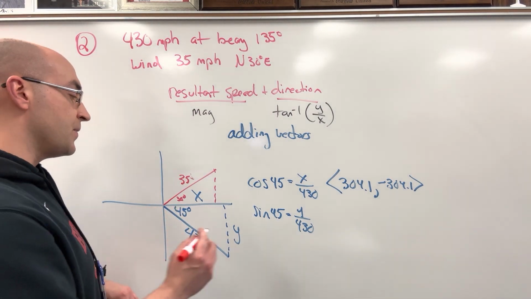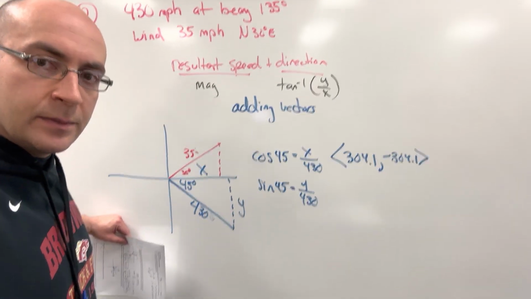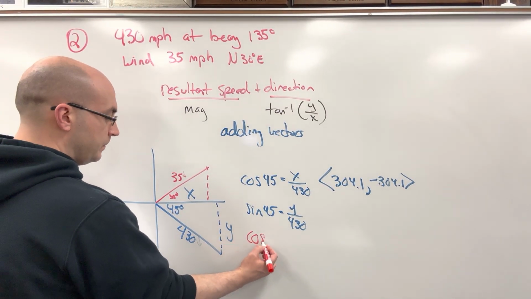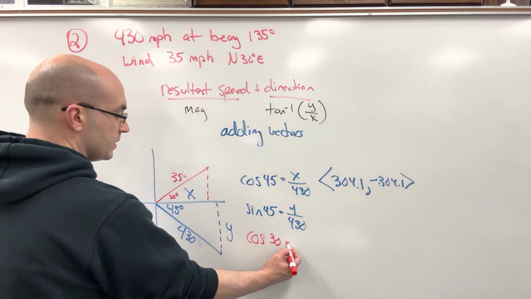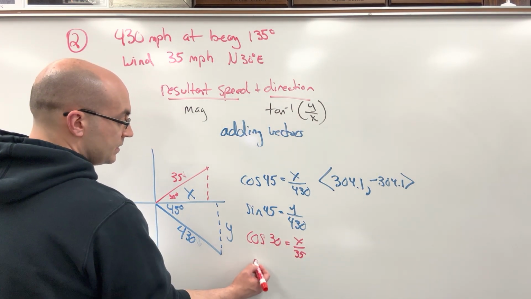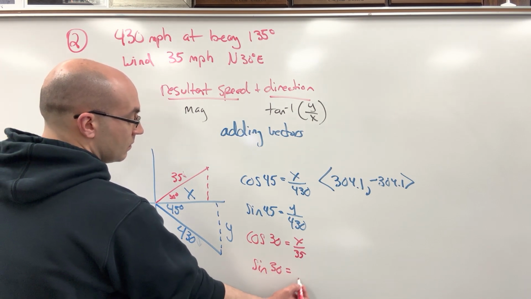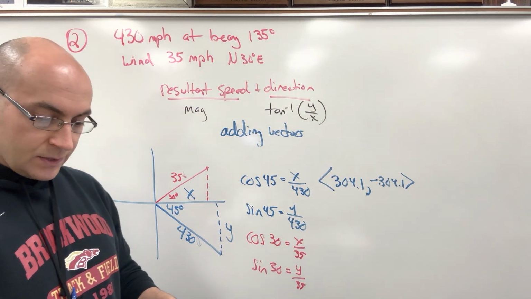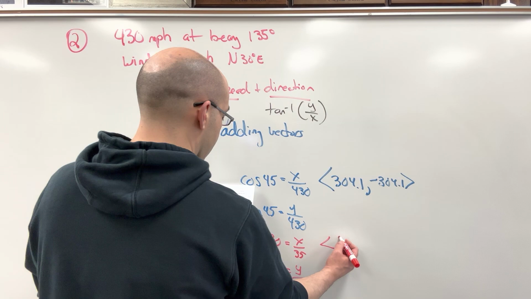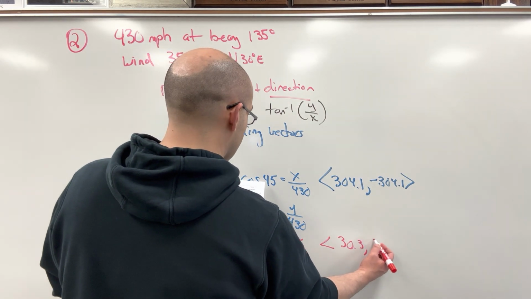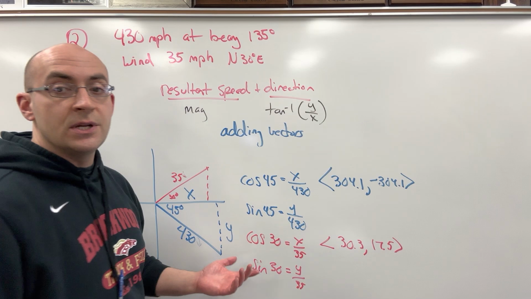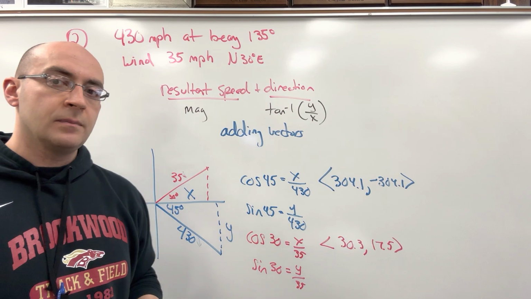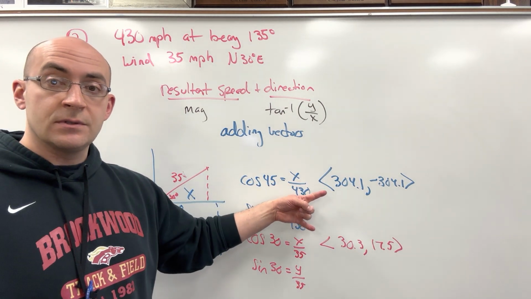Same idea. So for this particular one, and I don't know if you can see this, but hopefully you will be able to. Okay, so for this one, we're going to do the same thing. Cosine of 30 degrees equals x over 35, and sine of 30 degrees equals y over 35. Again, I would just multiply by 35 on both sides to get those values. I'm going to get 30.3 comma 17.5 for this component. There was no change with signs because remember, this is in quadrant 1, so both x and y are positive. Now we have our two vectors in component form.